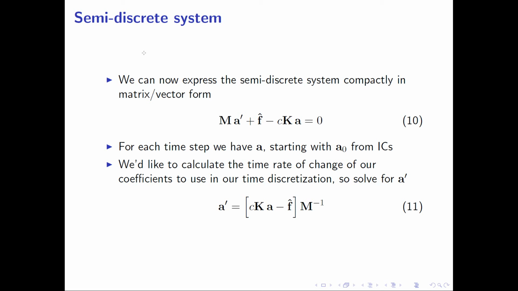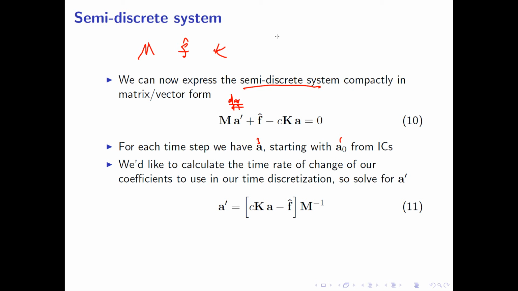Okay, so we've managed to successfully develop expressions for our mass matrix, our element boundary flux, and our stiffness matrix, and so we can put this together into a very compact form for our semi-discrete system. We call it a semi-discrete system because while we've handled the spatial discretization, we still have a time derivative of our solution coefficients. So for any particular time step, we do have our solution coefficients, and this starts from some initial solution coefficients. We'd like to calculate the time rate of change of our coefficients so that we can use that in our time discretization.